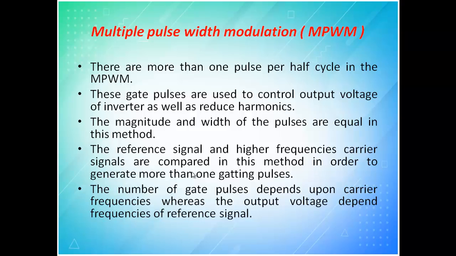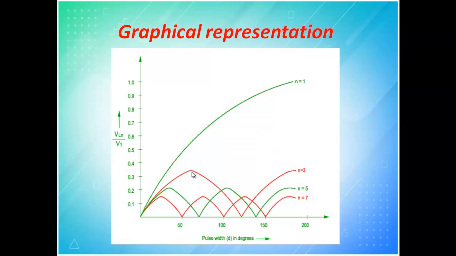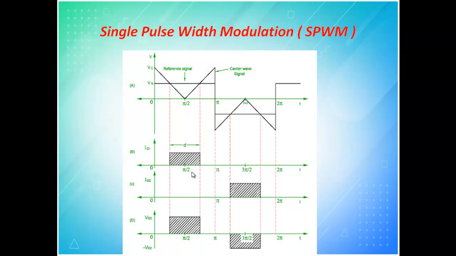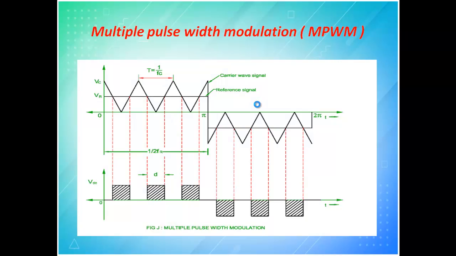The reference signal and the high frequency carrier signal are compared. Here you can see, for comparing, I have taken only one. For the 0 to pi, your carrier signal is also only at a lower frequency, 50 Hz. But if I want multiple PWM, this 50 Hz carrier frequency has to be increased. So you can see here, now between 0 to pi itself, I have 1, 2, 3 times repeating carrier signal, which means the carrier frequency is very high.